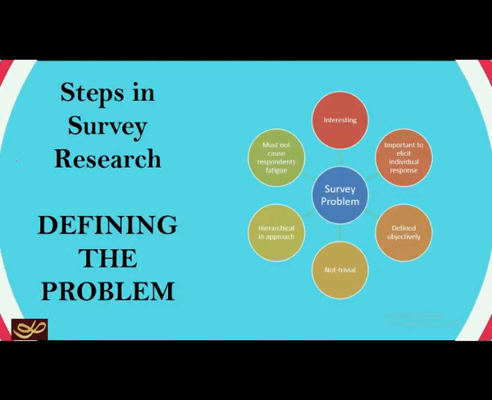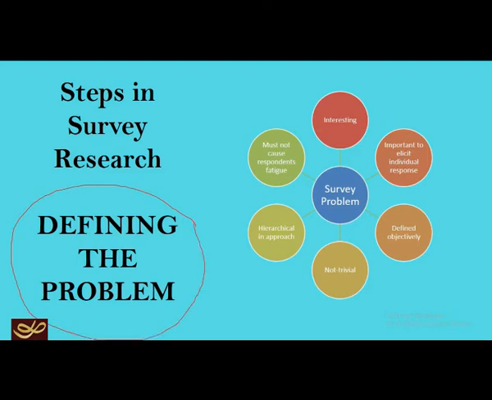Now, what are the steps in conducting survey research designs? The first step is to define the problem. And I would like to ruminate on this very carefully. First, your problem has to be interesting. Why is it interesting? There is a connection here. Because if it's not interesting, your respondent will just throw it away. Especially when the questionnaire is mailed, it won't be noticed. When the objective of the study is not defined, it won't be noticed.